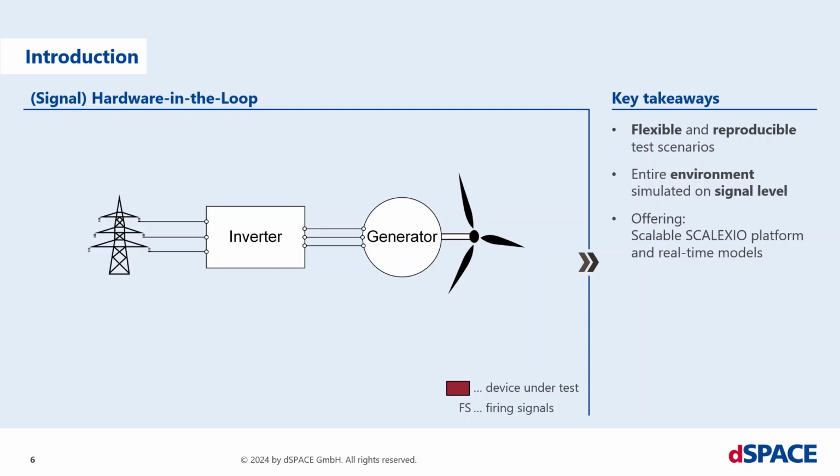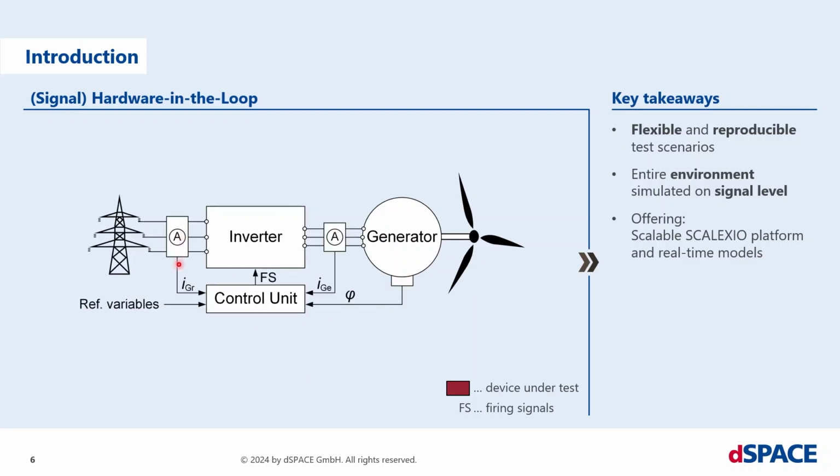When it comes to signal hardware in the loop, especially the control unit of the inverter has to be tested. So the control unit reads the signal, for example, in this case, of current sensors, which are here in the current lines between the inverter and the generator, and between the grid and the inverter, and reads the signals of these currents, compares it with the reference variables for these currents, for example, also reads some mechanical position of the generator, and calculates which firing signals are needed to drive the inverter.